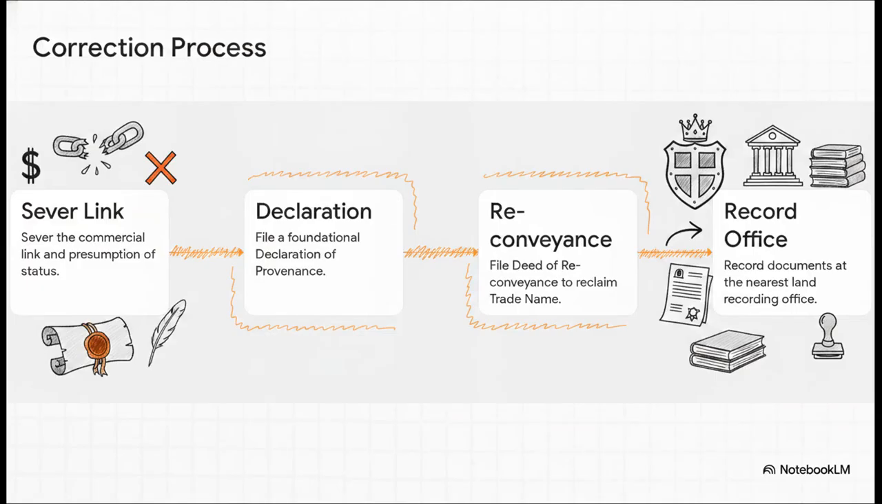So how do adherents actually execute this theory in public records? Here is Phase 1 of the status correction process map, exactly as outlined in the sources. Step 1 is to sever the commercial link and presumption of status. Step 2 requires filing a foundational affidavit called a declaration of provenance. Step 3 is filing a deed of reconveyance to reclaim your all-caps trade name from the presumed federal registry. Finally, Step 4 requires recording all these documents at the nearest land recording office to provide public notice and permanently domicile on the land and soil jurisdiction.